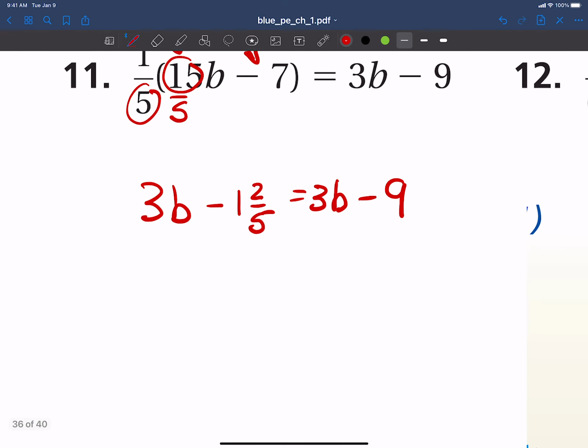Bring down the stuff we haven't used. My job is to get my b's together. So you would subtract whichever 3b you want, because they're the same, and then they disappear, and negative 1 and 2/5 does not equal negative 9. So what's my answer here? No solutions. No solution!